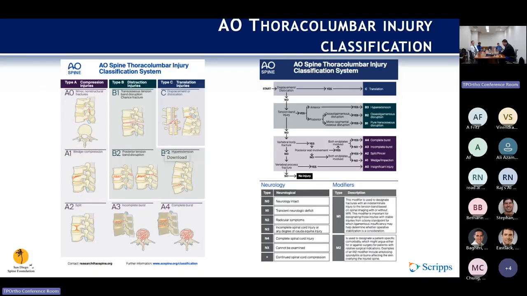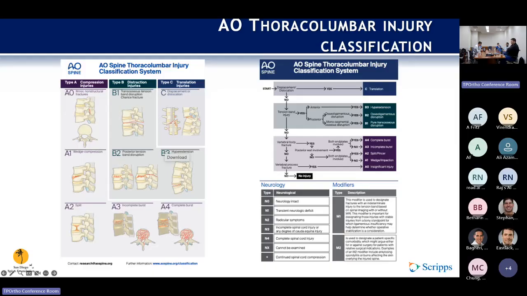Again, you can see the difference here with the AO classification. It's pretty intimidating when you look at it, but it kind of classifies it into 3 different categories: compression injuries, distraction injuries, translation injuries. There's an algorithm here, and then the modifiers that we talked about earlier. It provides a detailed description of the injury morphology for primary evaluation using CT scans with or without MRIs.